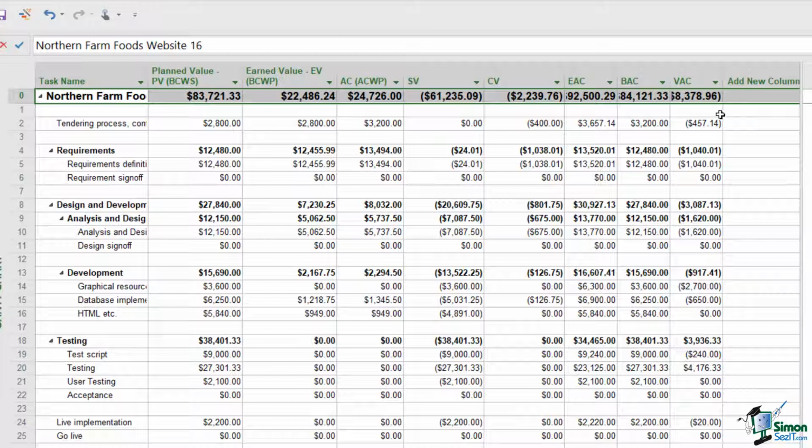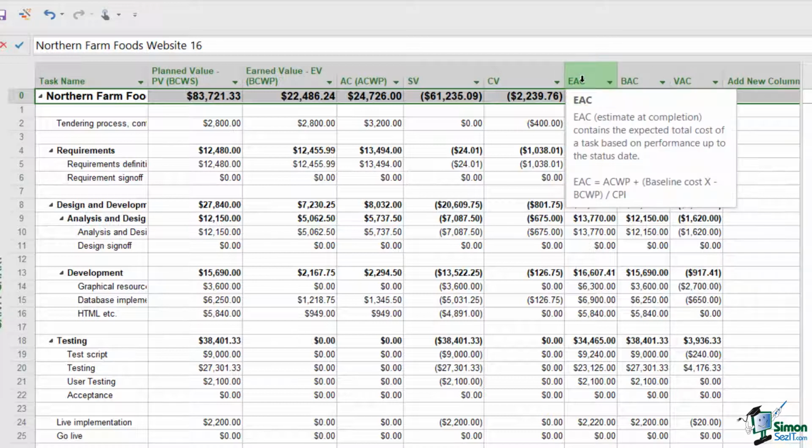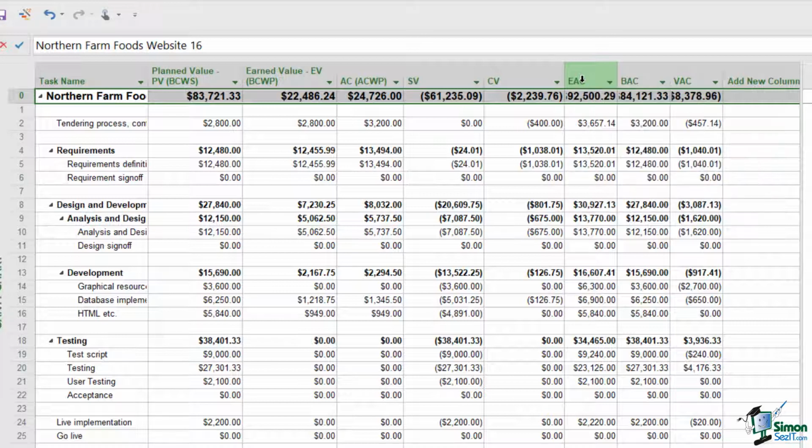So we have EAC, which is estimate at completion. There is a formula there, so again if I hover over, you can see EAC equals ACWP plus baseline cost minus BCWP divided by CPI. And remember, this is why it's so important to get your head around the terminology and those abbreviations in order to know exactly what that formula is doing. Basically, it's the expected total cost of a task based on performance up to the status date.